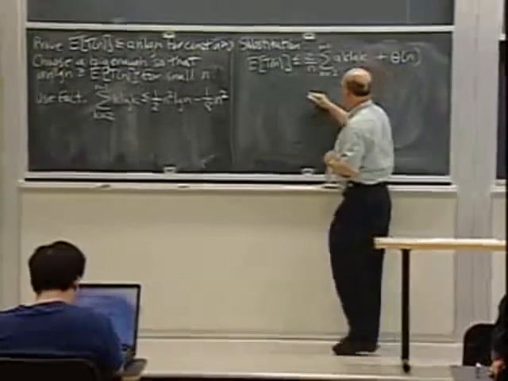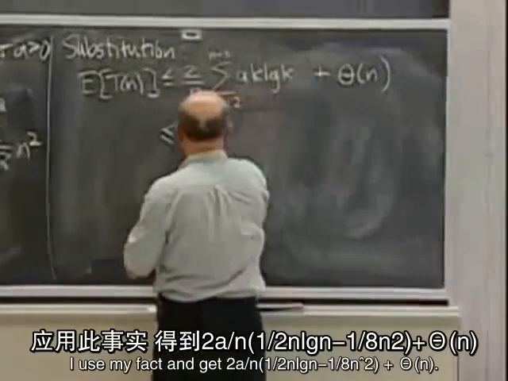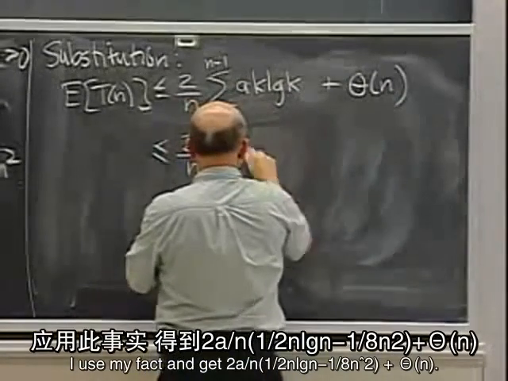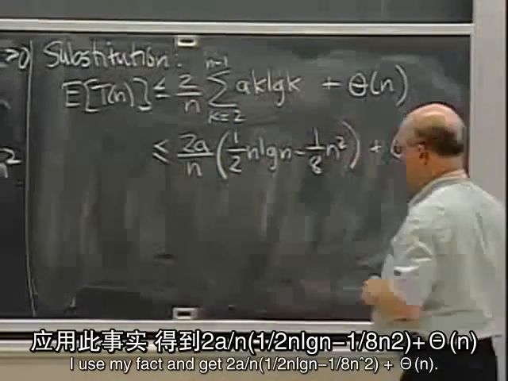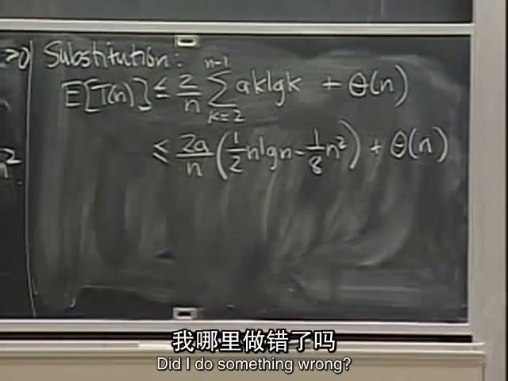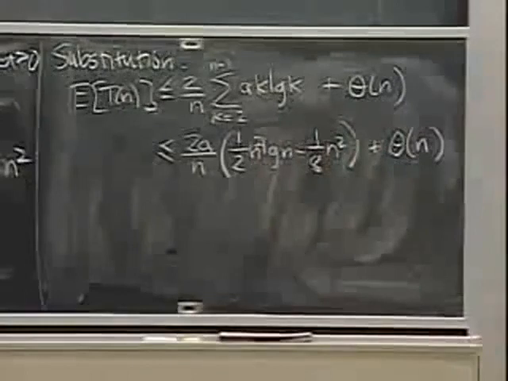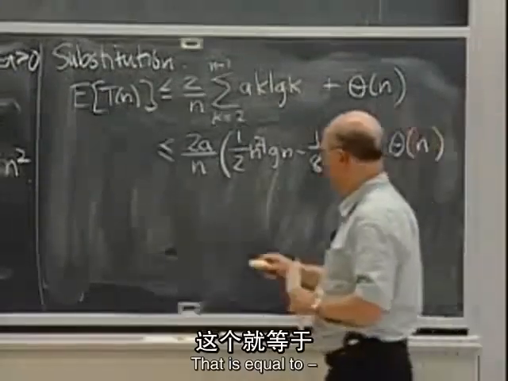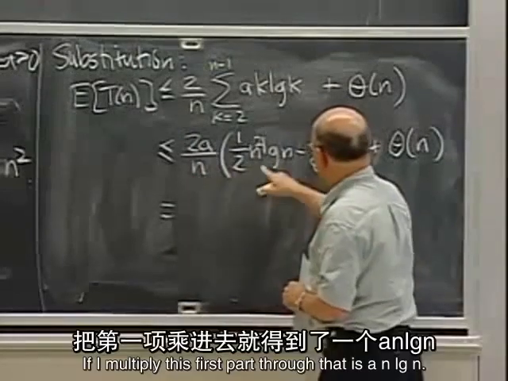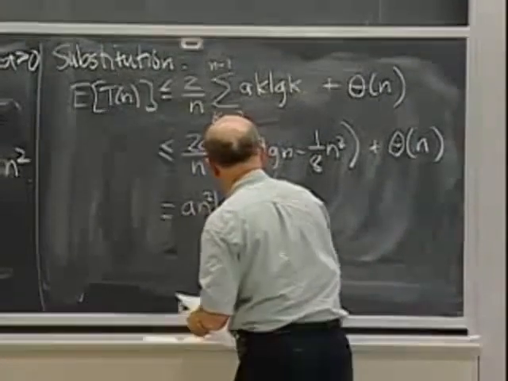So we get this. So that's less than or equal to, well, I happen to know how much this is by using that formula. Okay, so I use my fact. I get 2a over n times 1/2 n squared log n minus 1/8 n squared plus theta n. Okay, just by doing, did I do something wrong? Plus n squared log n. There we go. Very good. Okay. So that's equal to, if I multiply this first part through, that's a n log n. Sorry, this time it is n log n. Good.